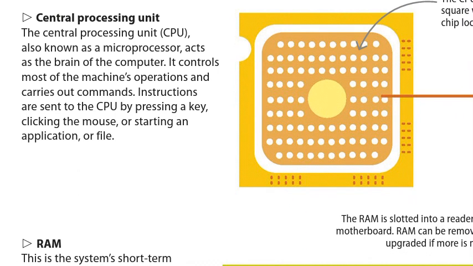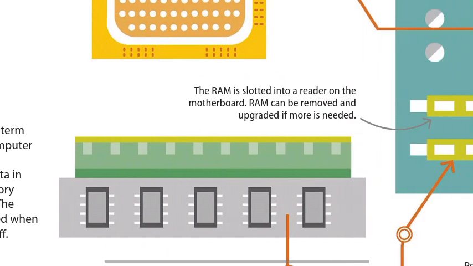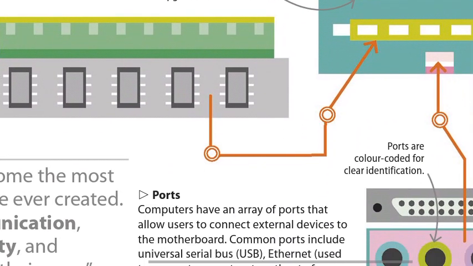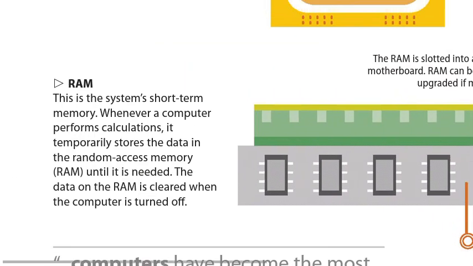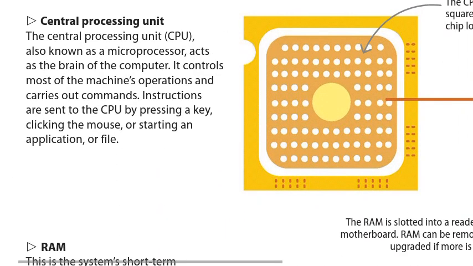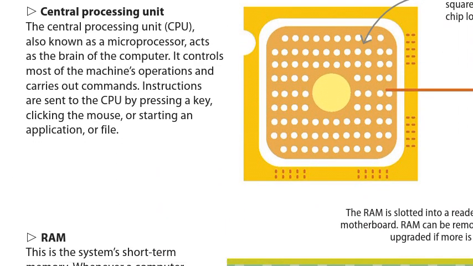We will discuss CPU, Central Processing Unit, RAM, Random Access Memory, and also about the ports. First of all, we are going for our Central Processing Unit. This is the mind of a computer system.